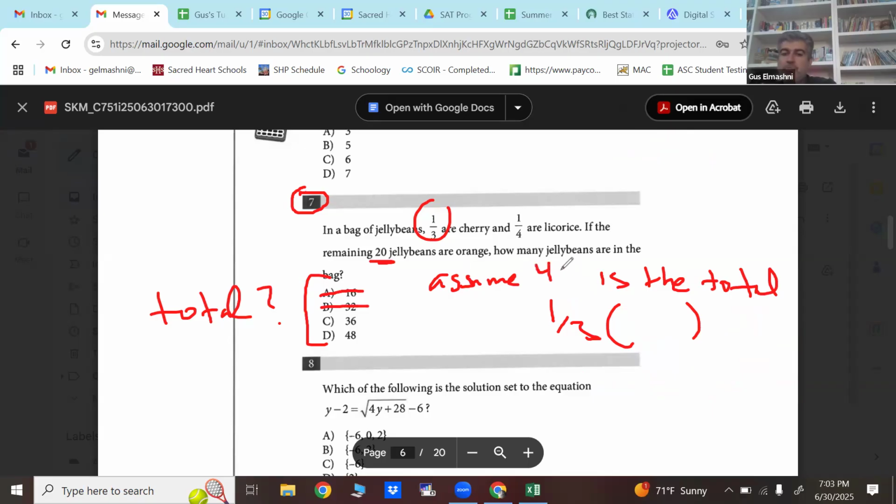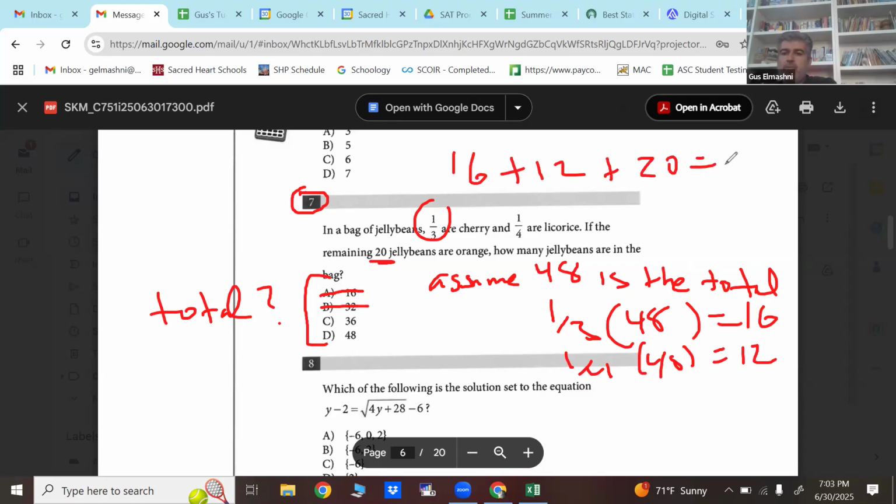Like changing the denominators to be the same? You could do that. You're doing it algebraically. That's great. You could do that too. Yes, I'm going to show that in a moment. But if you assume 48 total, you got 16 cherry, 12 licorice, and 16 plus 12 plus 20 is 48. Yep, there we go.